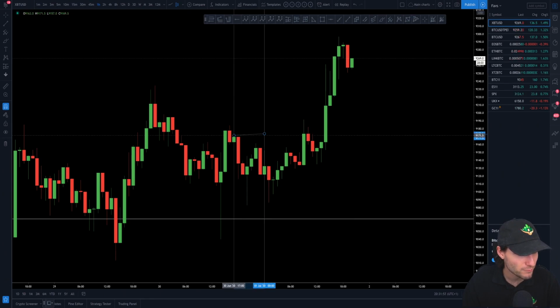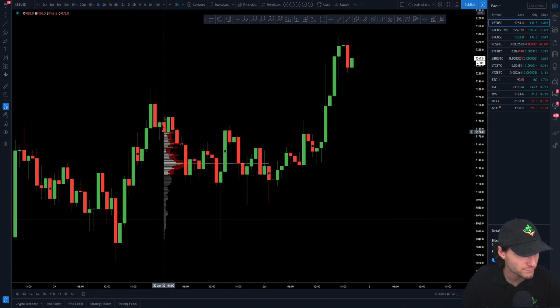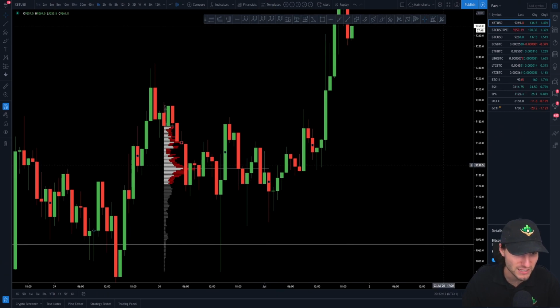Here, our previous day would bring us back to here. We've opened here, and our previous day's value area low was here and the value area high was here. But you can see we've opened up within value, so we never had this setup. Let's just say, for the sake of an example, that we actually opened outside of value and started to get acceptance back into value.